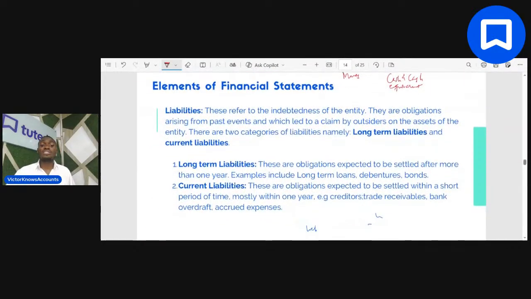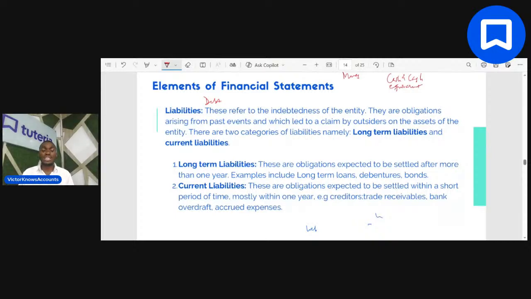Liabilities. Now liability is simple. It's just debt, the indebtedness of the entity. So we, as an organization, owe somebody this particular amount of money. That's a liability. They refer to the indebtedness of the entity.